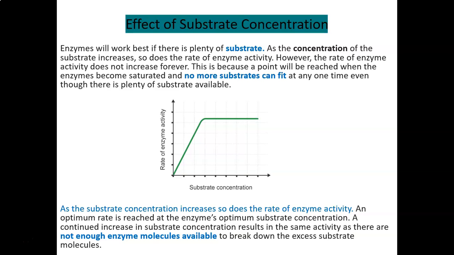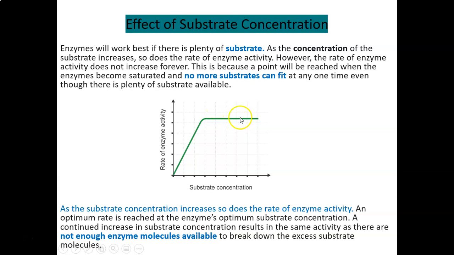So the enzyme has to be available to bind to the substrate to catalyze that reaction, but there's only a certain amount of enzyme molecules. Once they're all used up, once they're all bound to substrate, you can't speed up the reaction anymore. So here we have a graph showing substrate concentration increasing on the x-axis and rate of enzyme activity. So you see, as the substrate concentration increases, the rate of enzyme activity increases until here.